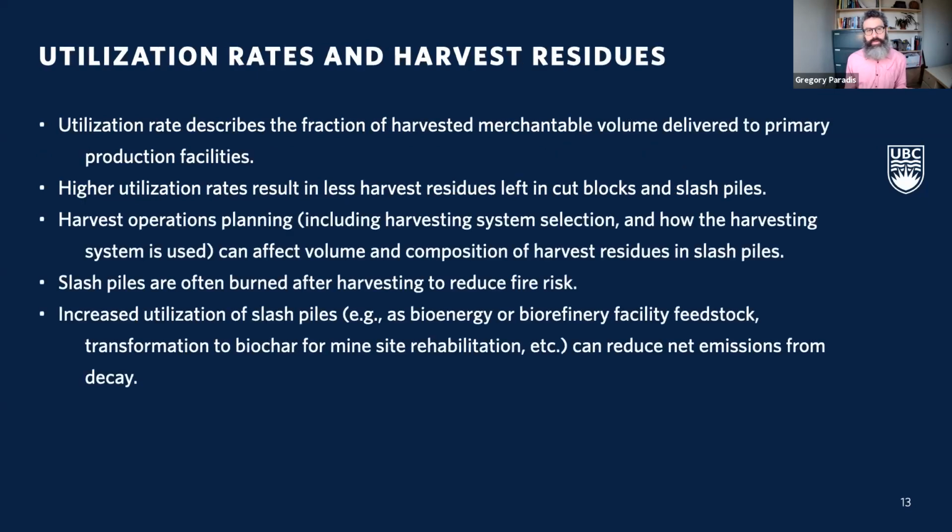And the final thing I want to say is that the utilization rates and harvest residues are, to a certain extent, under our control. So we can choose to collect more of the harvest byproduct and stack it up on the side of the road and send it to a bioenergy facility, or we can choose to just spread it out all over the place, or we can choose to burn it. And those choices have an impact on the carbon intensity of delivered fiber. So there you go. That's where I'm going to stop.